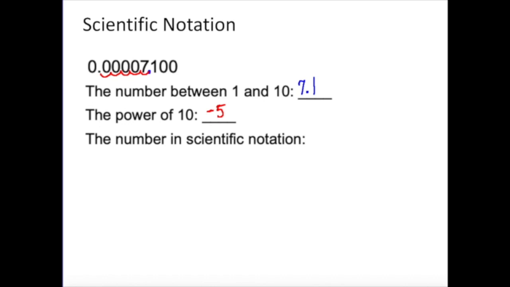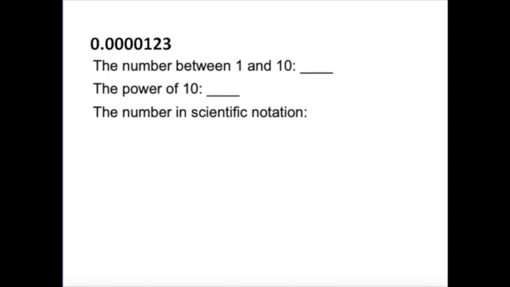So now our number in scientific notation, remember that the definition for scientific notation is the product of a number between 1 and 10, which in this case is 7.1. And product means multiply. And the power of 10 is a negative 5 because we had to move the decimal backwards. We were actually multiplying. All right, so now let's take a look at another example like this.